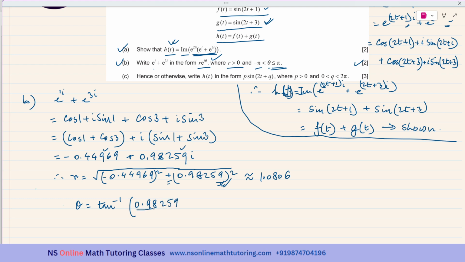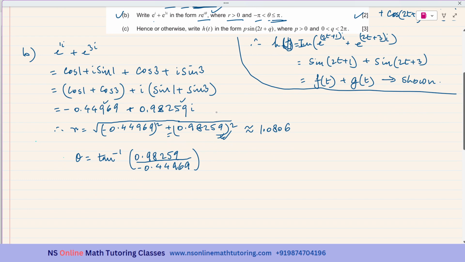Okay, so 0.98259 over negative 0.44969. Now this time I'll be taking the numbers that I am writing over here, because students may think that for calculating the R, you did not take these. You have taken the full answer, and so you have got the value of R as 1.0806. But what if we take these? Will we be getting the same answer? Yes, of course, you will be getting the same answer. You may try. Okay. So, therefore, for getting the value of theta, let me use these numbers.